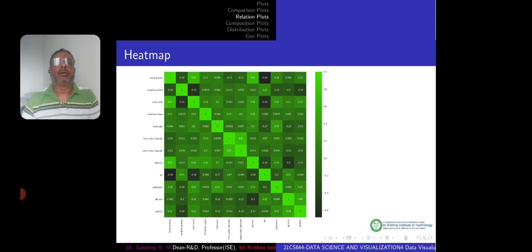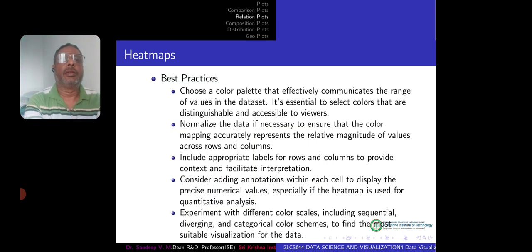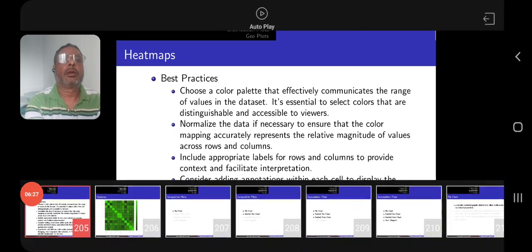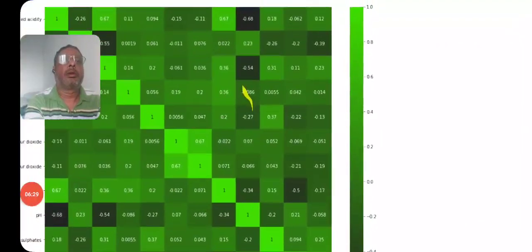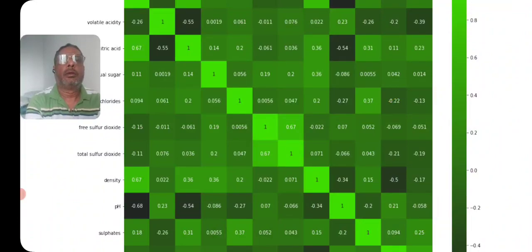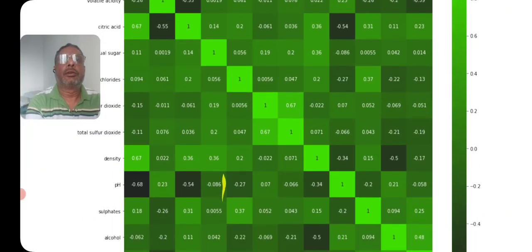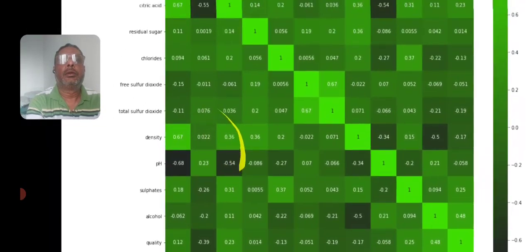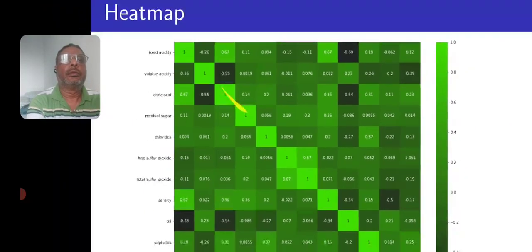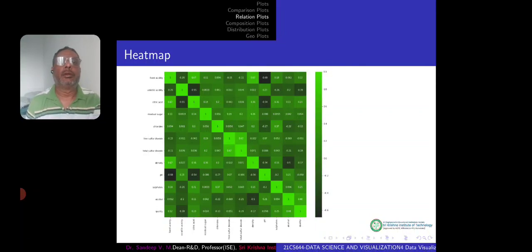So here we have one example of the heat map. Here what we are seeing is the rows represent one category and the columns represent one category, and if you look carefully, rows and columns have the same meaning.